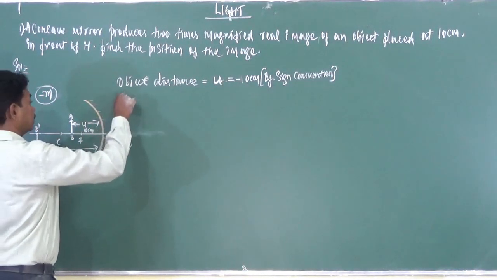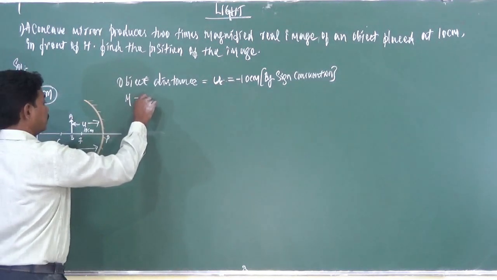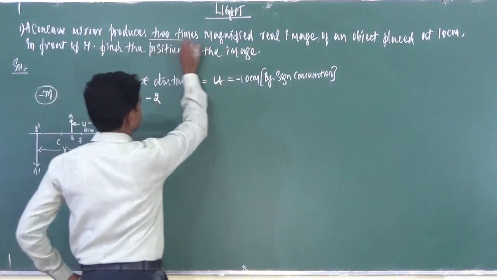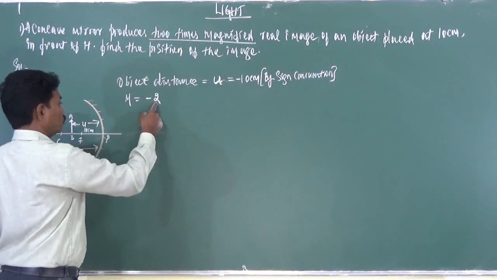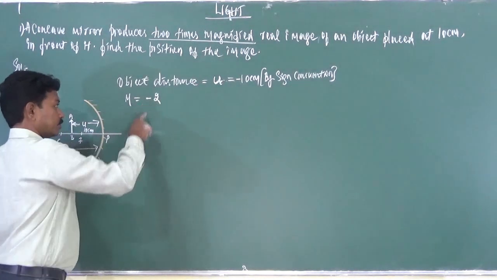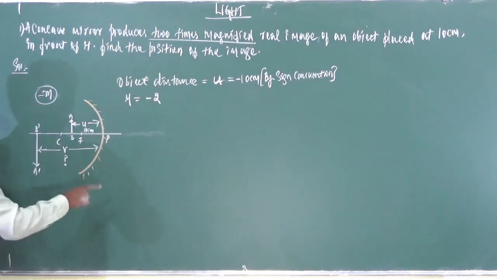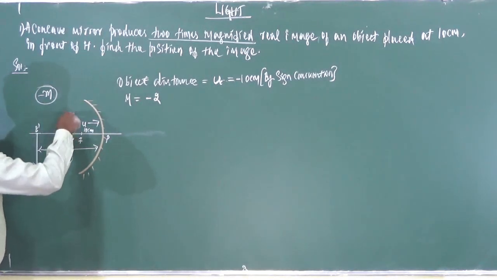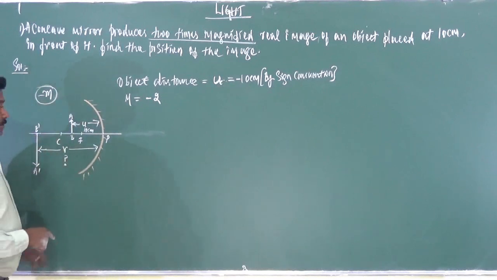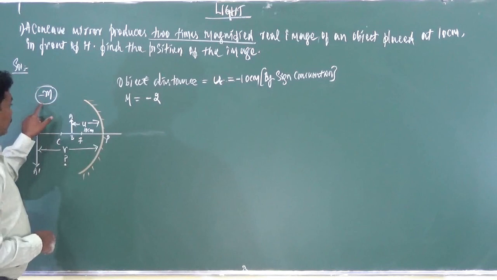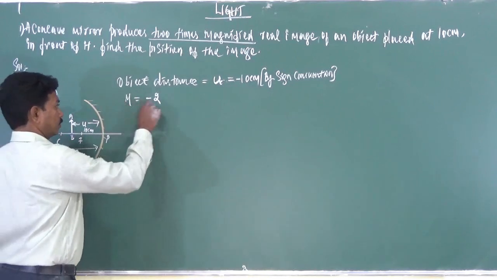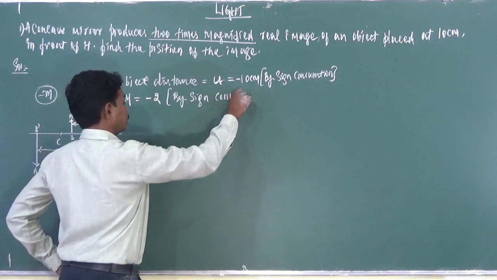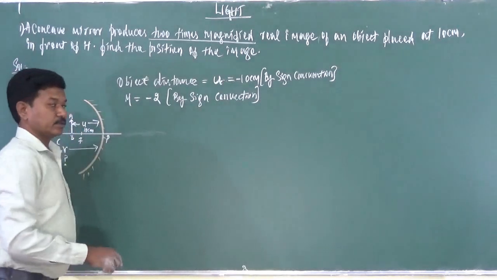So magnification M is equal to minus 2, that is 2 times. A concave mirror produces a 2 times magnified image, so 2 should be written, but along with that you have to apply a minus sign, because this is a real image and magnification is negative. The object is above the principal axis, the image is below the principal axis. So this is positive and this is negative. Therefore magnification becomes negative. So M is equal to minus 2 by sign convention.